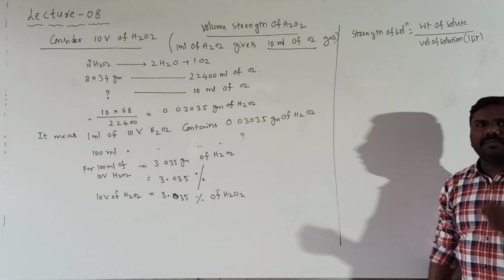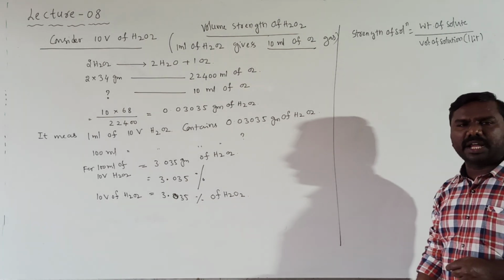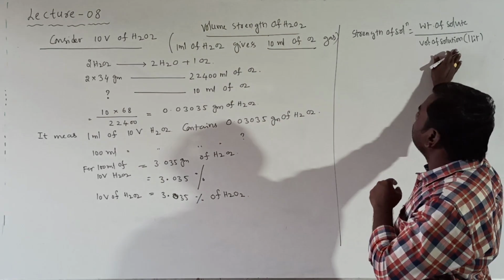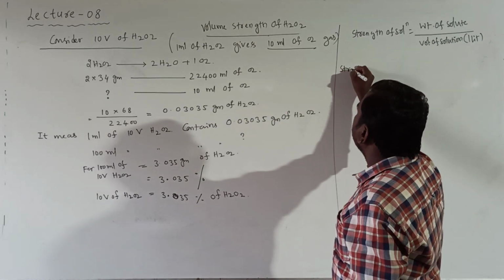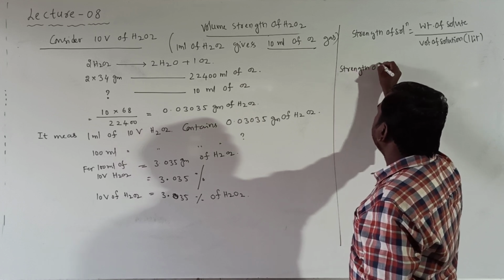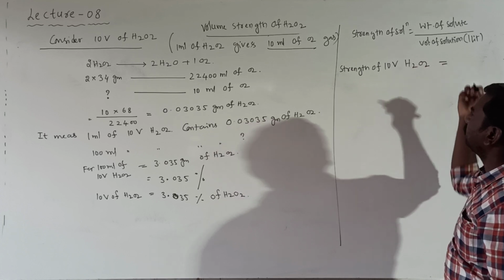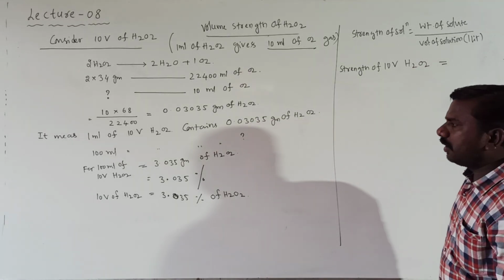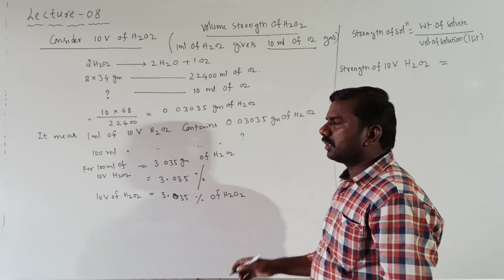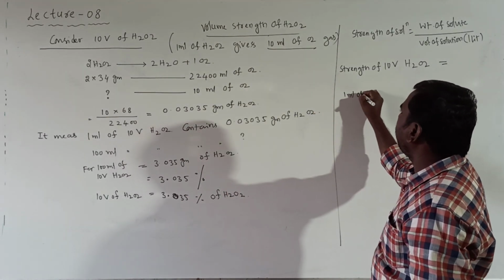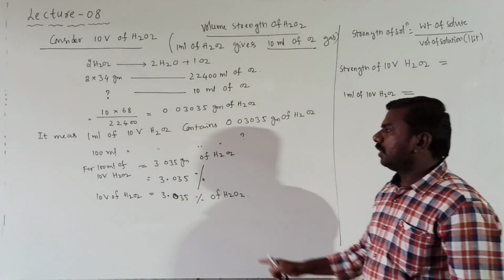Remember, the weight of solute present in 1 liter of a solution is called the strength of the solution. Strength of 10 volume H2O2 is equal to the weight of solute in how many liters? That is 1000 ml. 1 ml of 10 volume H2O2 contains how many grams?